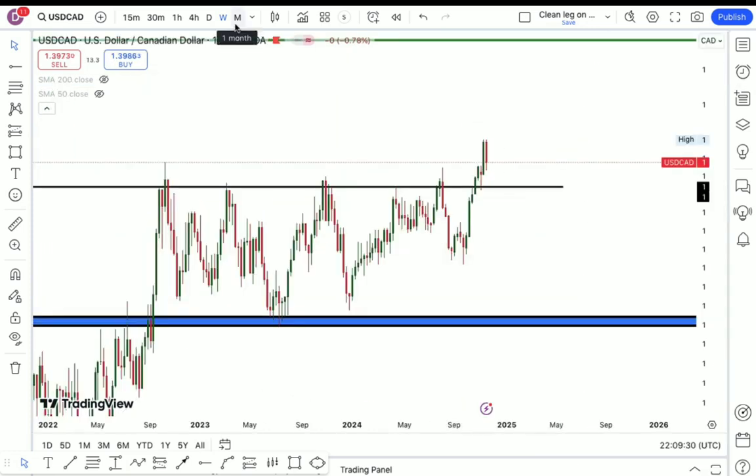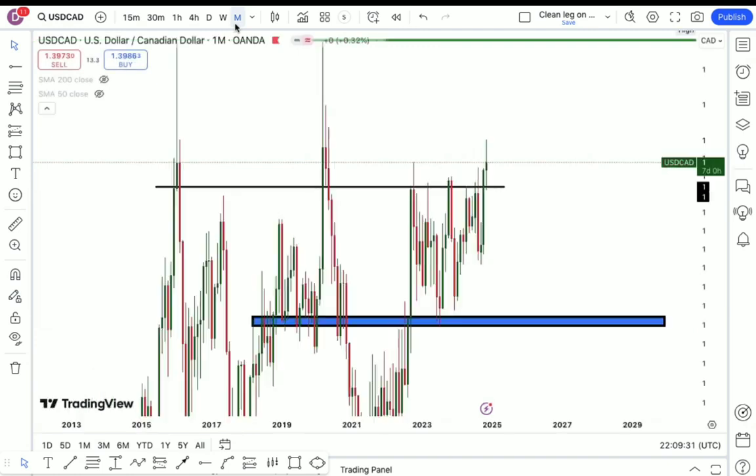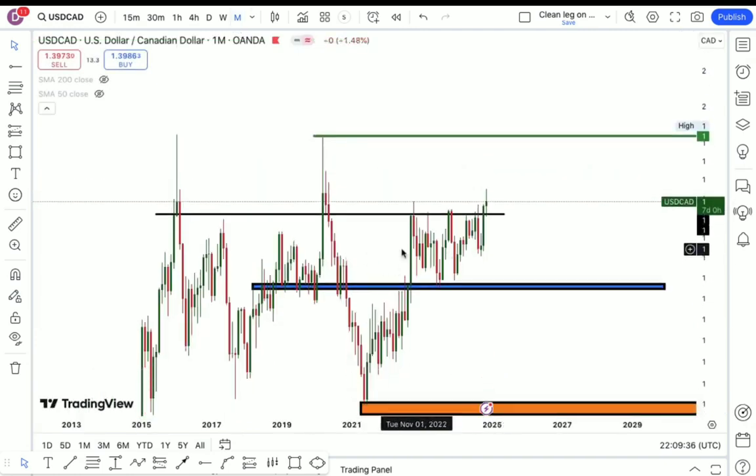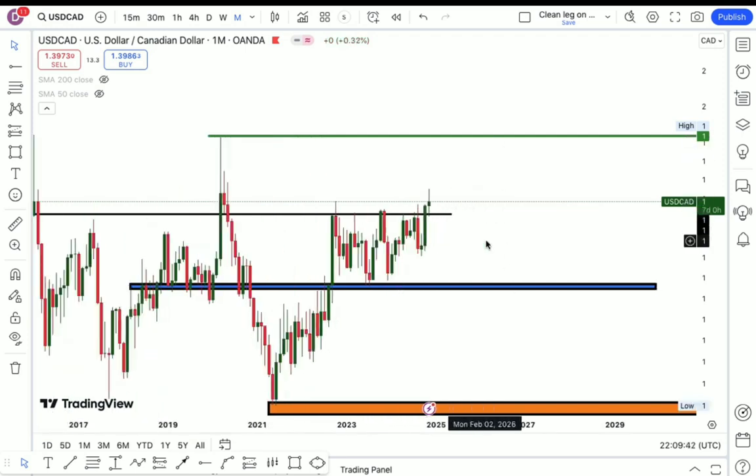The rest of the pairs. So the USDCAD has actually broken out of this long-term range. It's been in this range since like forever, and for some reason we're starting to break out, starting to show some form of momentum to the upside. Now the breakout initially happened with this monthly engulfing pattern.